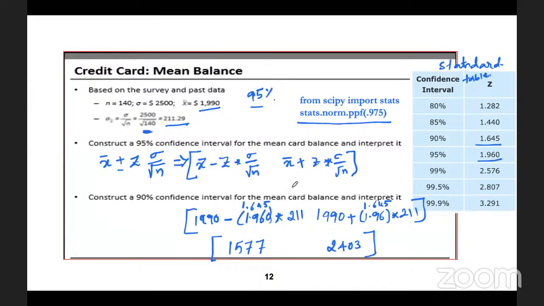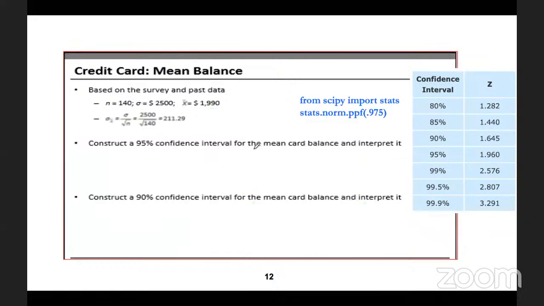Yeah, please compute for 90% confidence intervals. Right. So 1643, 2337. Fantastic. Thank you. Now we have got the value here for the 95% confidence interval. How much is the value?